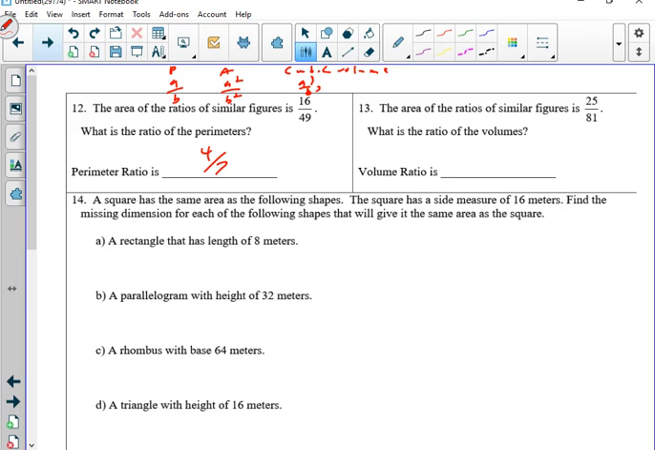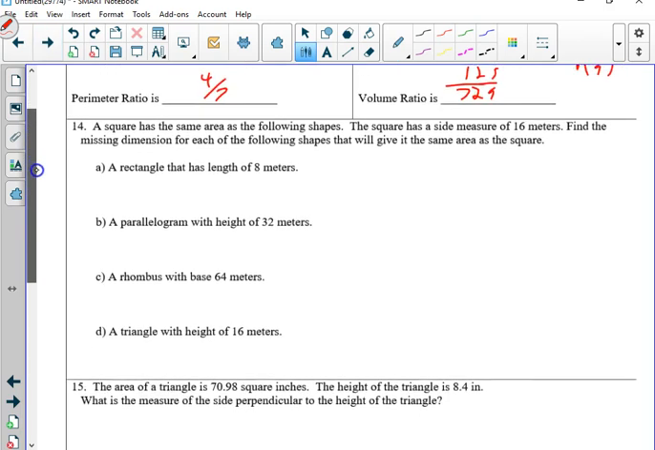The area is 25 over 81. What's the ratio of volumes? Well, first we're going to step back and do the perimeters, which would be 5 over 9. And then we're going to cube that to get 125 over 729. So we step back to perimeter and then go forward to cube.